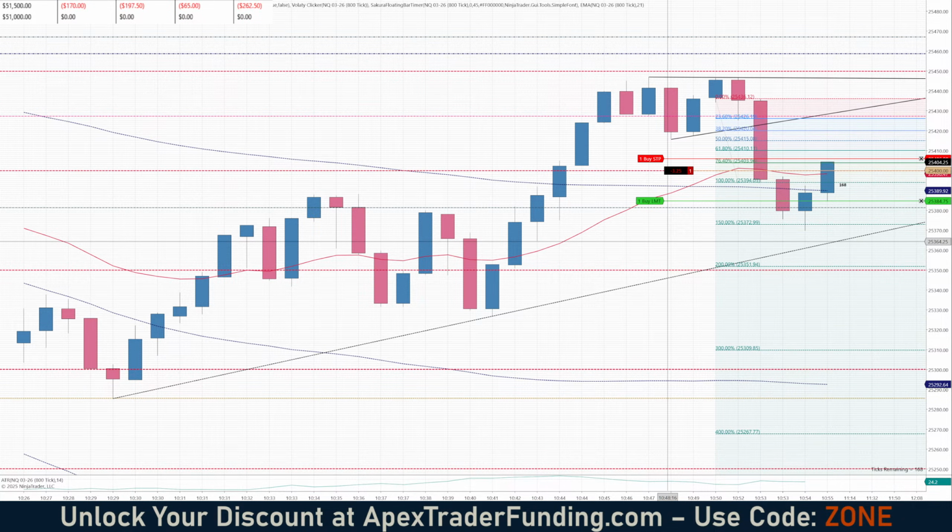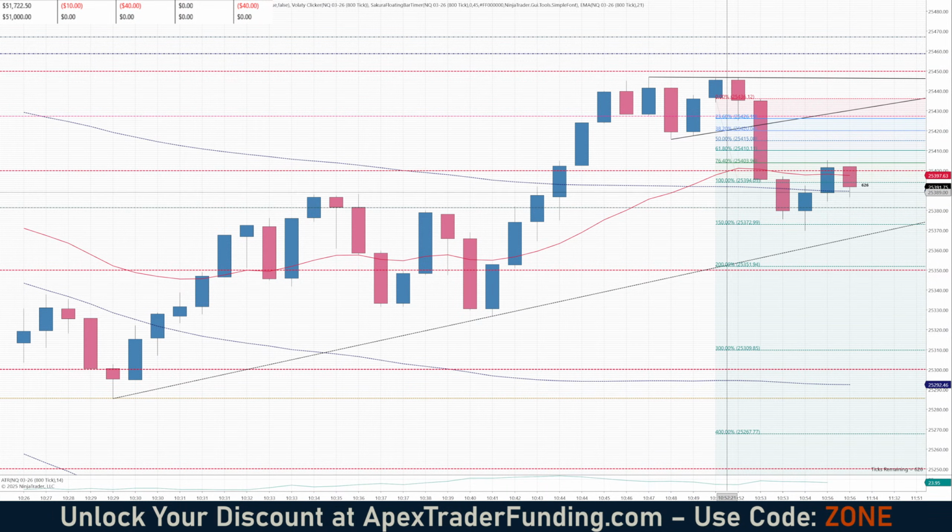Might get stopped out here. That was too strong of a bullish move. Okay, moving it to break even here. All right, we got at least 5 points. Can we get our 15? Not a bad trade.